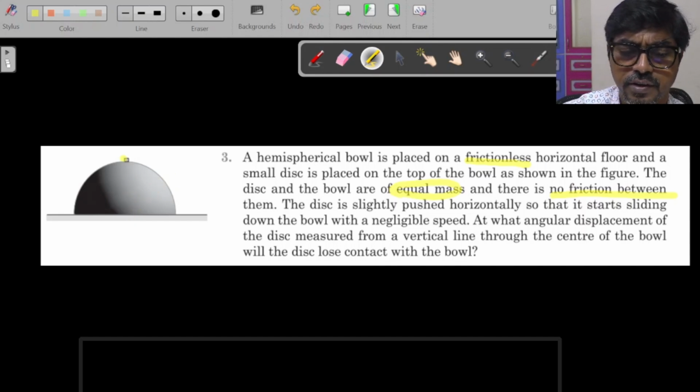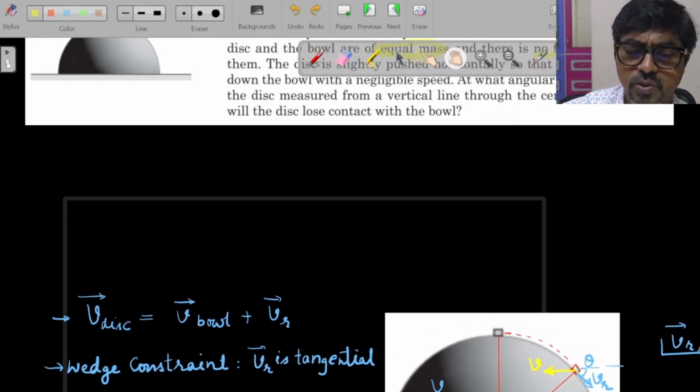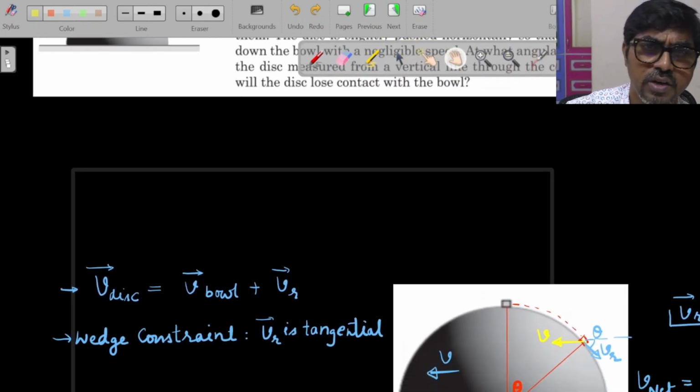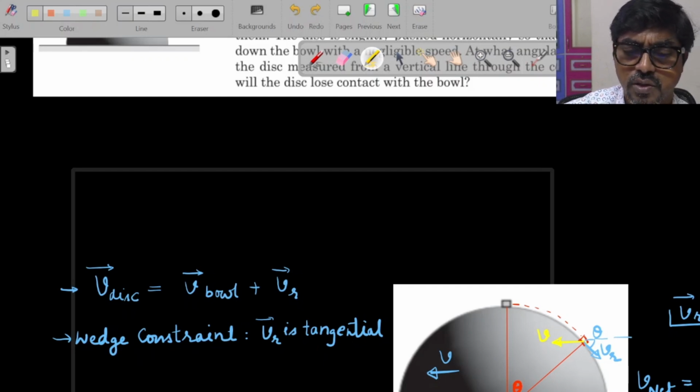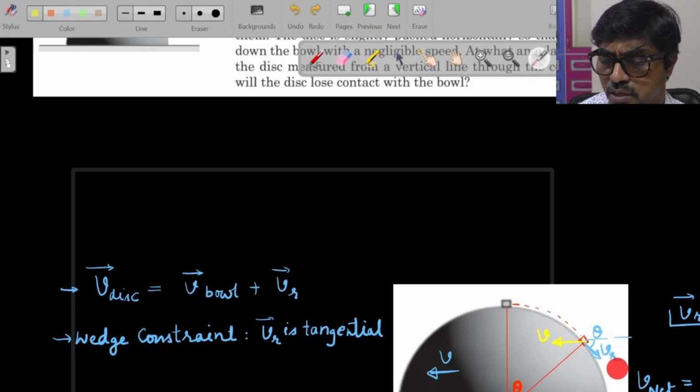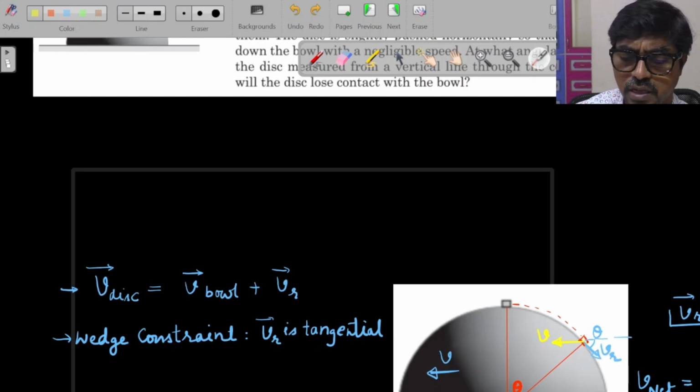Very good. So let us try to understand the concepts, the ideas that we need to use here. Number one, I will use the relative velocity concept. When two bodies are touching each other and they have a rigid interface, then we can always use the wedge constraint. The wedge constraint says that the relative velocity has to be tangential to the surface. That is what I had mentioned here. You can see that relative velocity is tangential to the surface. This is relative velocity VR, tangential to the surface at any particular angle.